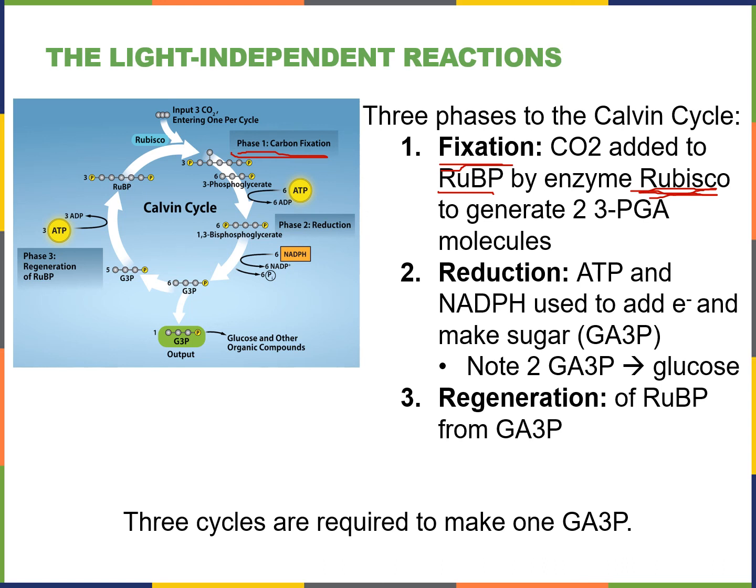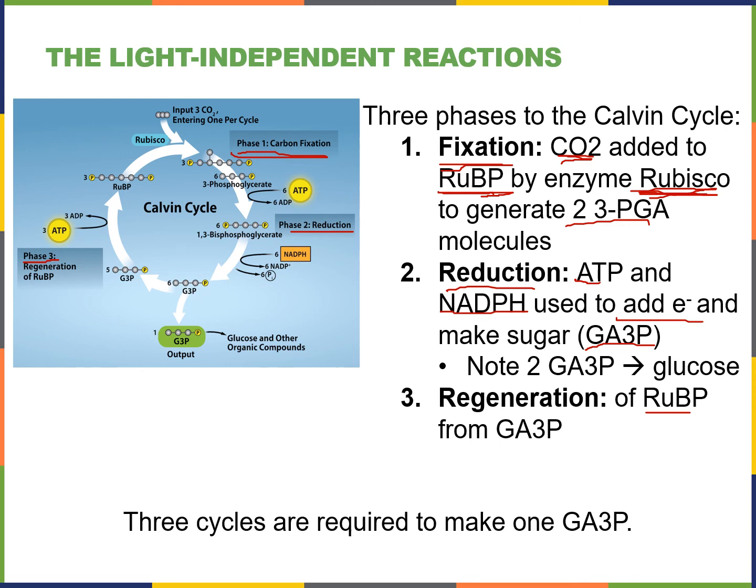So what's happening in phase 1 is carbon dioxide is going to be added to RuBP by the enzyme Rubisco, and two 3-phosphoglycerate molecules are going to be produced. Next is going to be phase 2, also known as reduction. In phase 2, the ATP and the NADPH that we've acquired from those light-dependent reactions are going to be used to add electrons and to make sugar, or glyceraldehyde 3-phosphate. And then finally, in phase 3, we are going to regenerate the RuBP. In phase 3, the RuBP molecule that starts the cycle is regenerated so that the cycle can continue.